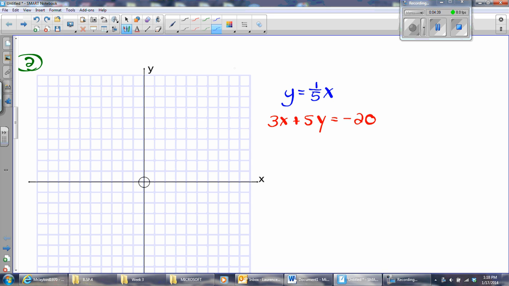Let me switch to blue. Looks like my slope is 1/5. My y-intercept is 0, so it's going through the origin. So I'm going to rise 1, run 5. And I could rise 1 again. All right. And let me get a line going here.